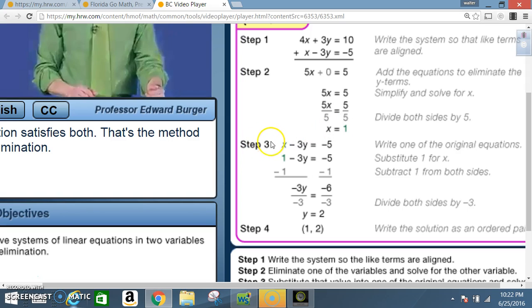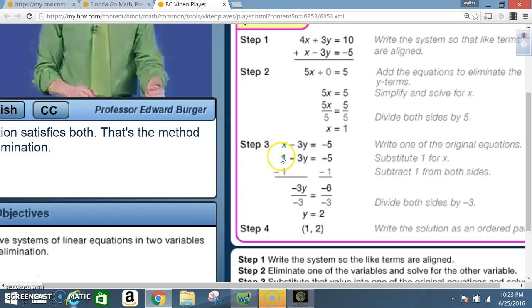Now, for step 3, I'm going to substitute this 1 back in one of the equations. It doesn't matter which one. He chose the second equation, so in place of x, we put 1. We bring down a negative 3y. We bring down a negative 5. Now, we're trying to get y by itself. It is a two-step equation, multiplication and addition, because it's a positive 1, and that says a negative 3 times y. We work backwards, so we start with addition or subtraction first.